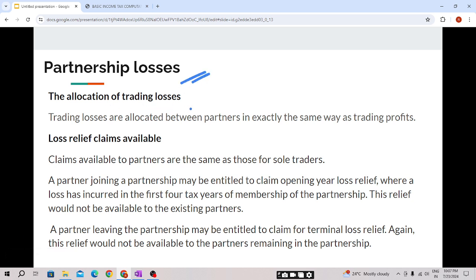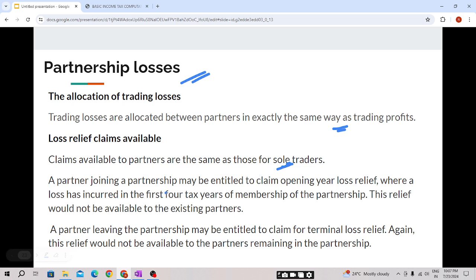The allocation of trading losses. Trading losses are allocated between partners in exactly the same way as trading profit. We have covered in a previous chapter, chapter number 9, the loss relief claims available. Claims available to a partner are the same as those for the sole trader.